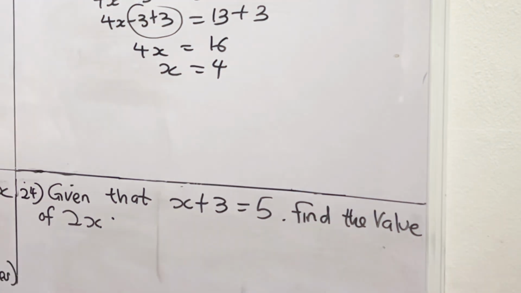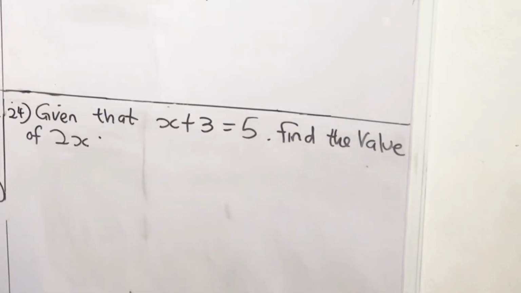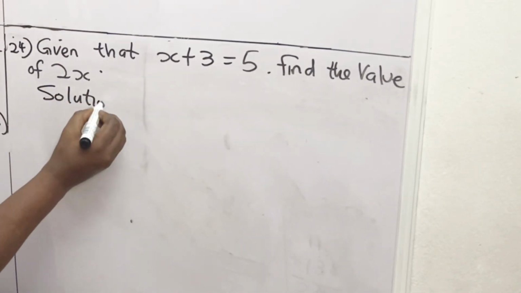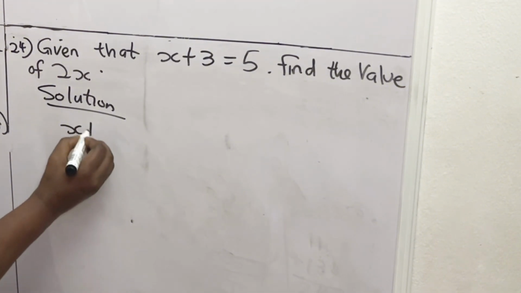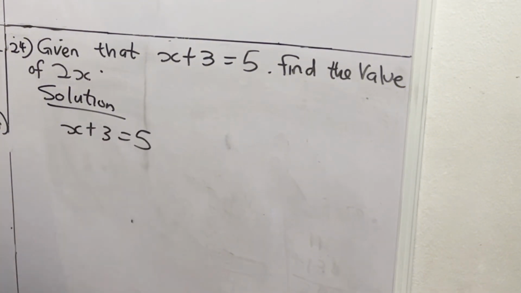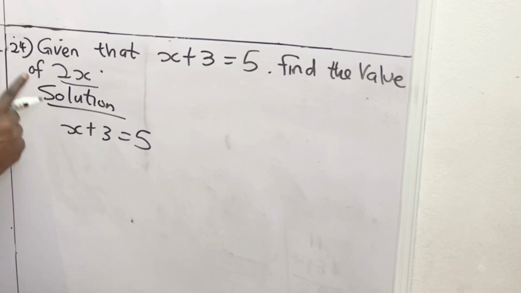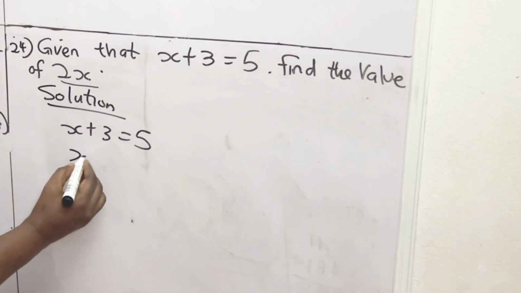Given that x plus 3 is 5, find the value of 2x. We're told that x plus 3 is 5. Find the value of 2x. This is a tricky question. You are not asked to find the value of x, but 2x. So you find the value of x first.